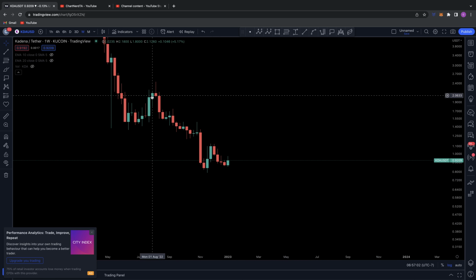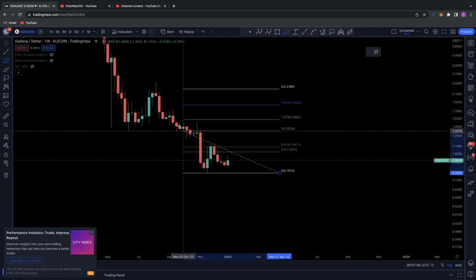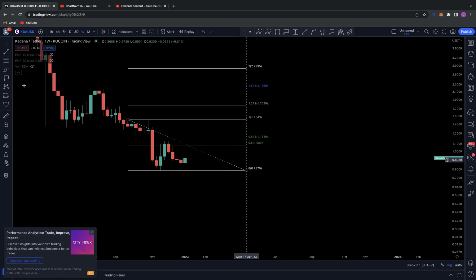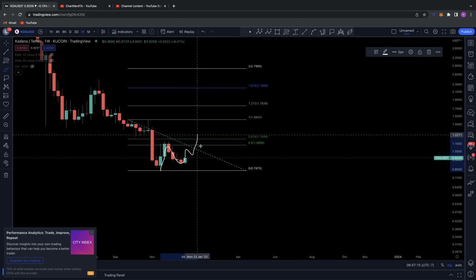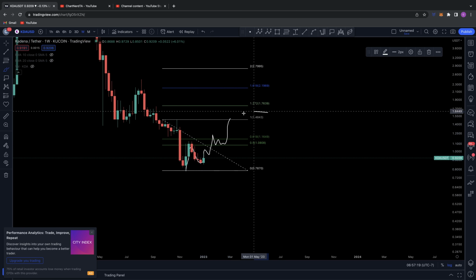a retracement back up to retracing from this low up to this high. If you did start to come up here, holding this higher low, start to get back above these levels, hold these as support, I think you'd be looking for a retracement back to this one fib at $1.48.